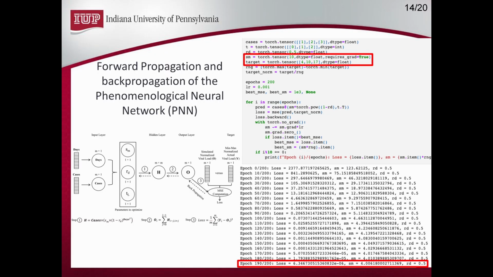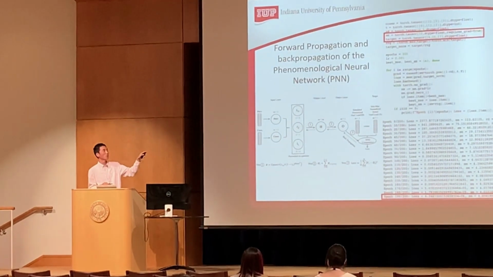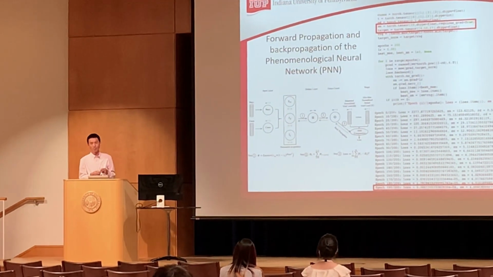So it takes in days and cases as inputs. It interacts with the three randomly initialized parameters, SM, RD, TL, and does a forward pass, calculates the inverse diagonals, and then calculates the simulated viral load compared to the actual viral load, computes the mean squared error loss, and backpropagates to minimize the loss. And on the right here is a code example showing how I optimize just the SM parameter.